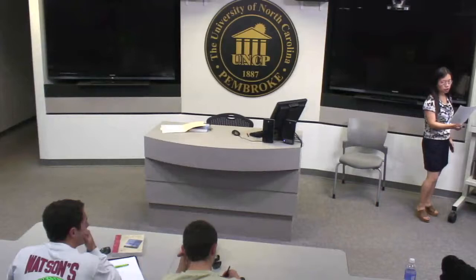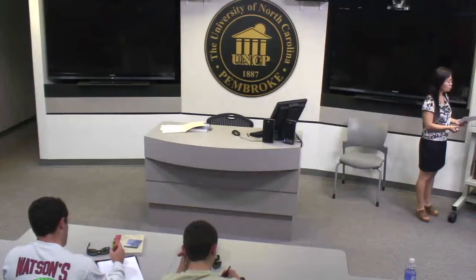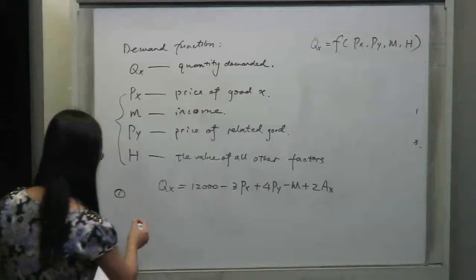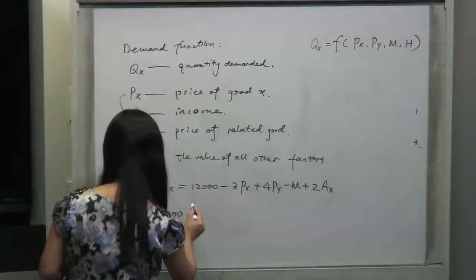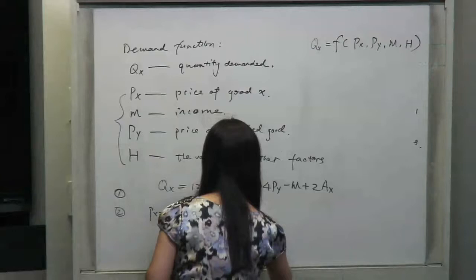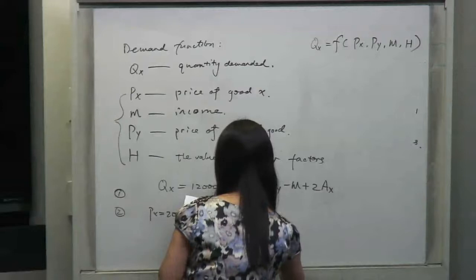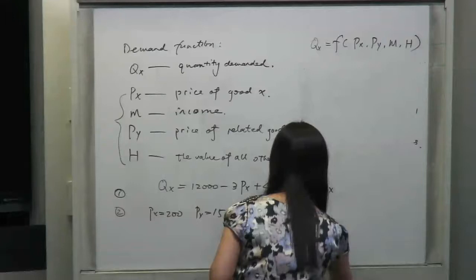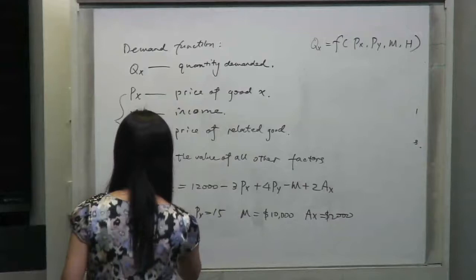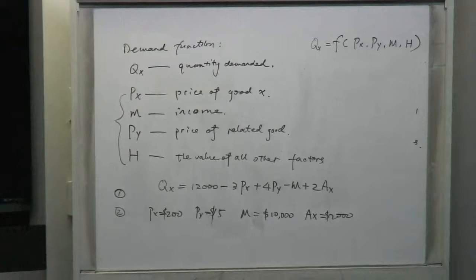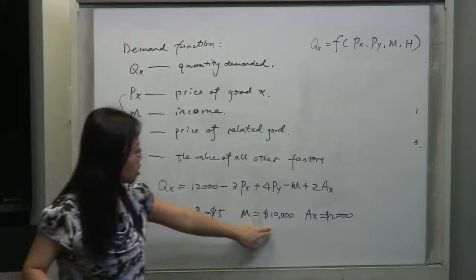The next question is a very simple calculation question. I want you to calculate quantity demanded when these values are given. PX is equal to 200, PY is equal to 15, M equals 10,000, and advertisement expenditure is 2,000. It's a simple calculation. Is that a 15 right there, the first one? Yes, PY is 15. So it is 200, 15, 10,000, 2,000.